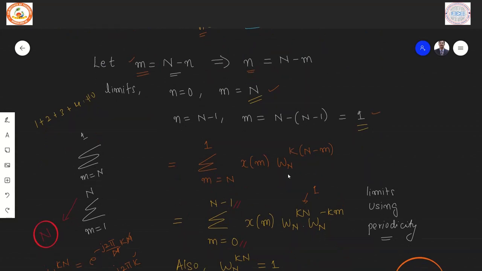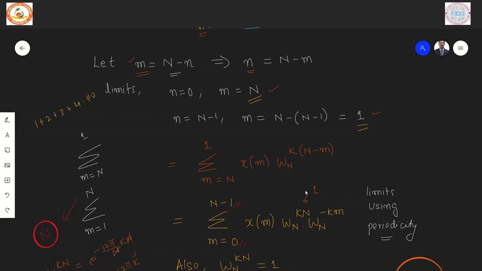So in order to simplify here, the limits have to be corrected so that it looks like our definition. Please observe, 1 to N is again N points. Therefore, using periodicity, we change the lower limit to be 0 and the upper limit to be N minus 1, because it also defines N points.